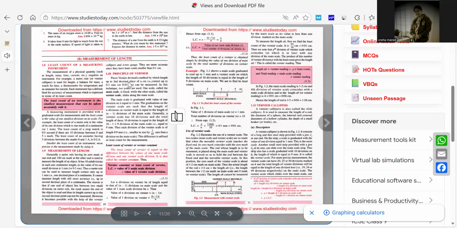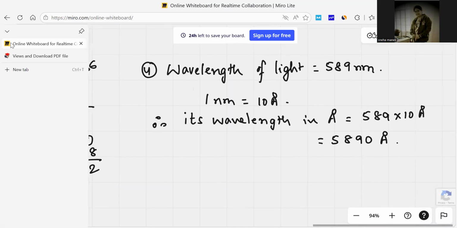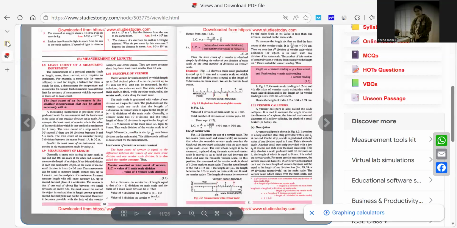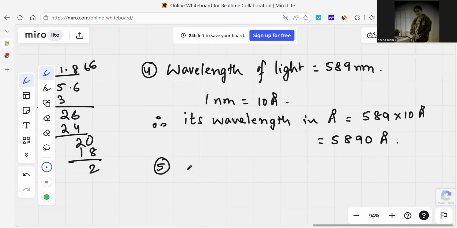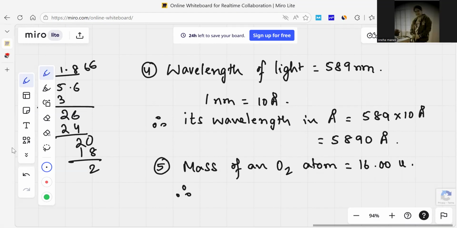Mass of an oxygen atom is given 16U. U is the unit for atomic mass unit. We have to find its mass in kg. So mass of an oxygen atom is given 16U. This one was number 5. Mass of an O2 atom is given as 16U. Find its mass in kg. So before we find its mass in kg, we must remember what is the value of one atomic mass unit, or how is one atomic mass unit related to kg.